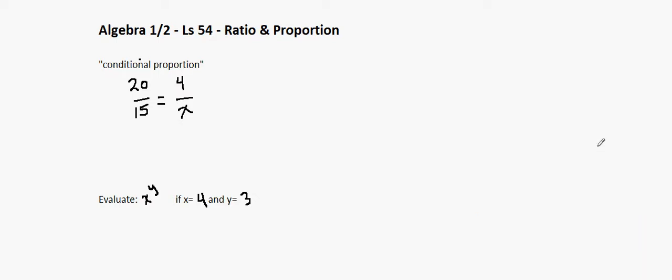Algebra Half Lesson 54 is very important, involving ratios and what's called a proportion. When we set up a proportion, remember, a ratio is simply a comparison of two numbers shown as a numerator and denominator. So 20 over 15 is like saying 20 to 15. There's 20 blue shirts to 15 red shirts or something like that, comparing two quantities.